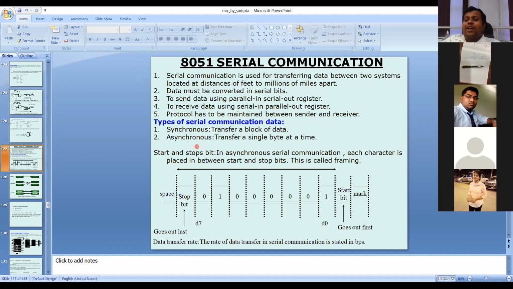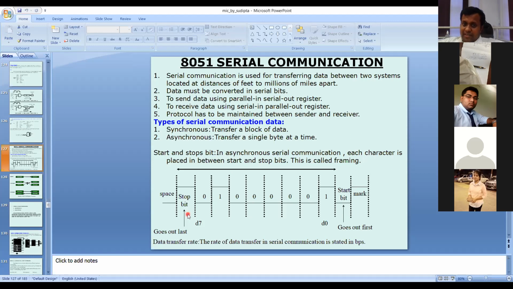This procedure is called data frame. This is the data frame. Just see, D0 to D7 is the data. Next, you connect a start bit. You connect a stop bit. Then it creates a data frame. Then this data will be sent. Is it clear or not? Yes, sir. So data will be sent as 1 byte of data with a start bit and stop bit, and this is called data frame.